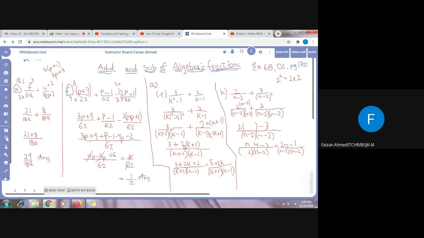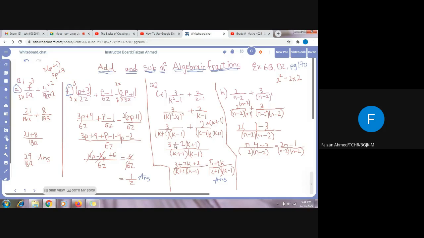So I will write a 2 and then inside the bracket I will write k plus 1, and I just need to simplify it now. This is 3, and this plus 2 will be multiplied with k to get plus 2k, and this plus 2 will be multiplied with 1 to get plus 2. I know that 3 plus 2 is 5, so this will be 5 plus 2k upon k plus 1 and k minus 1, which I cannot simplify further. So this will be the answer of this part.